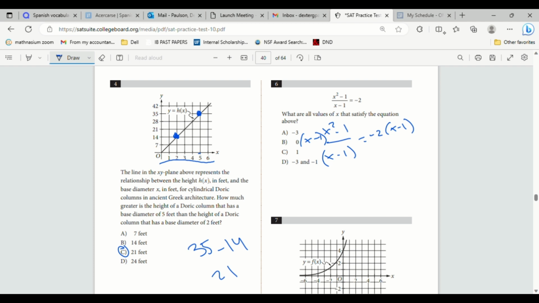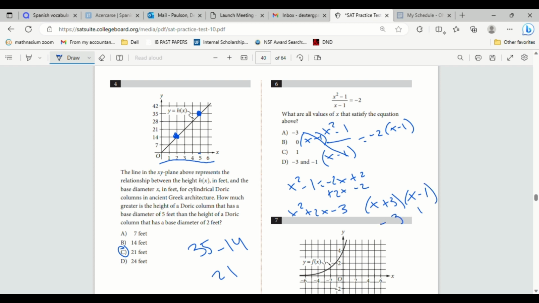That cancels on the left side, so we get x squared minus 1 equals -2x plus 2. We can add everything to the left side, so I'm going to add 2x and subtract 2 from both sides. X squared plus 2x minus 3. And now we can factor this, so that is going to be x plus 3 and then x minus 1. So our solutions are negative 3 and positive 1.